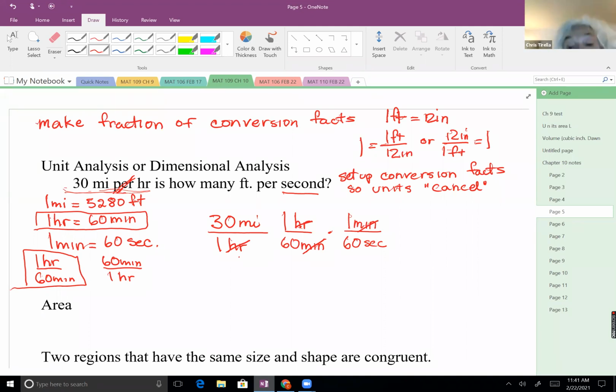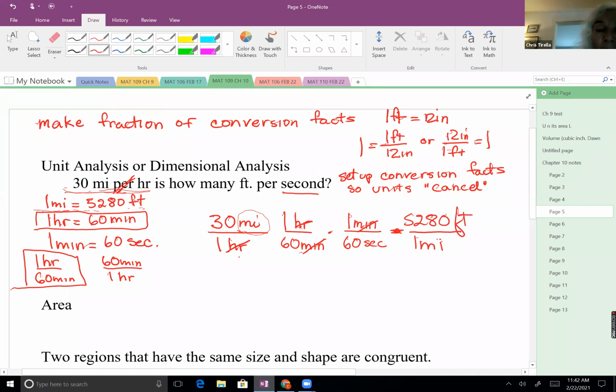Are you all right with the way I set that fraction up? Yeah. I wanted the minutes to cancel. Don't go overboard with the arithmetic yet. And then lastly, I want to change those miles into feet. And I want to replace the miles with the feet. So since the miles is in the numerator here, does it make sense for my conversion fact? I want to put the miles in the denominator. And the word miles would cross cancel.